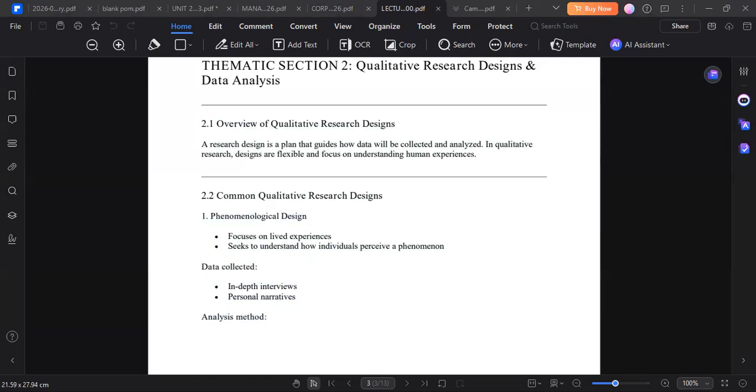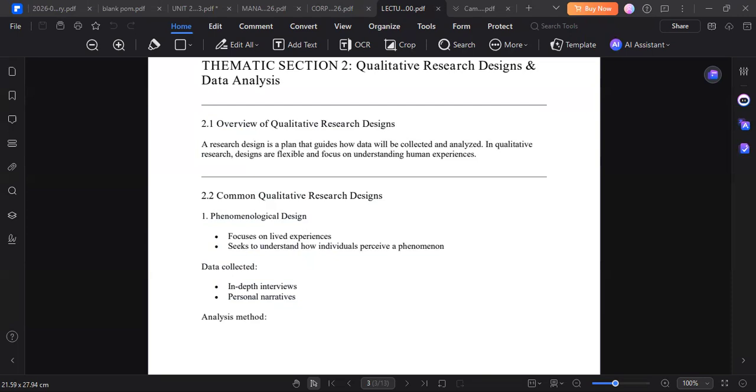So the key features of research designs are, number one, in qualitative research, they focus on human experiences. So qualitative research designs, their main aim is to help understand people's thoughts, their feelings, their beliefs, their experiences. So mainly it emphasizes depth rather than numbers.